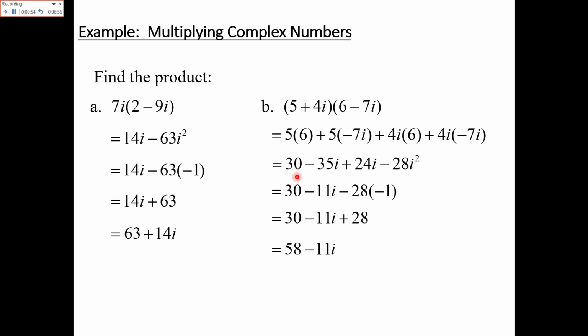It will become 30 minus 35 iota plus 24 iota minus 28 iota square, where iota square is equal to minus 1, and that will become plus 28. These two will give the answer minus 11 iota, and here is the 30. So the final answer becomes 58 minus 11 iota. This is again a complex number. So the multiplication of two complex numbers will generate a third complex number.